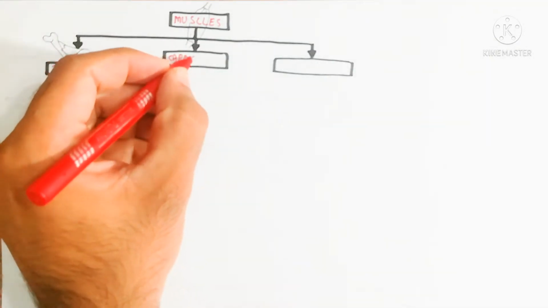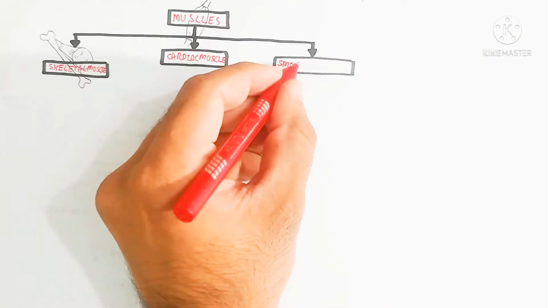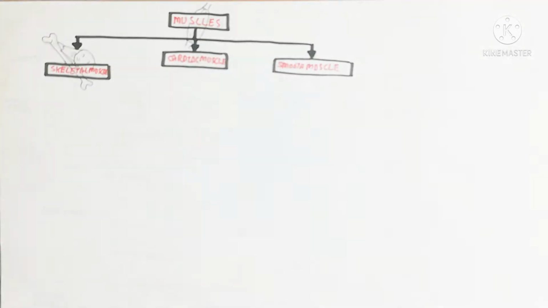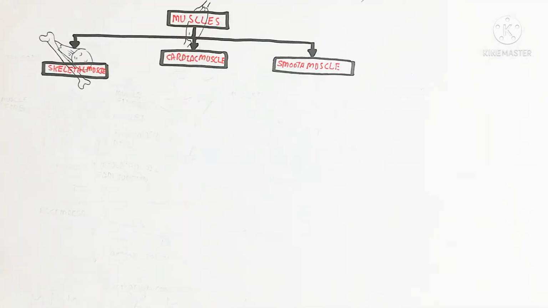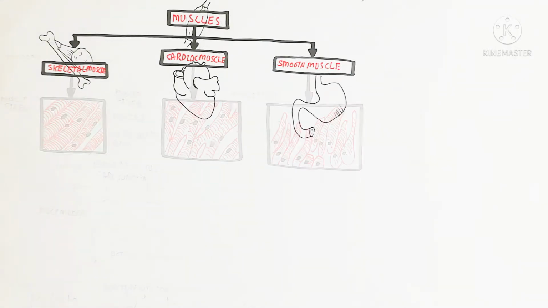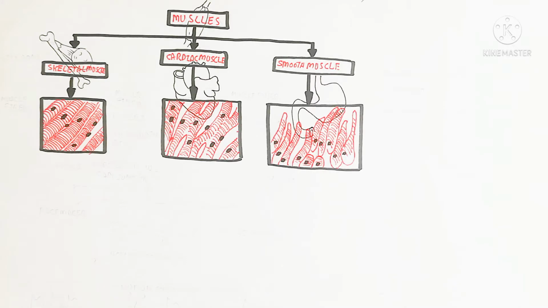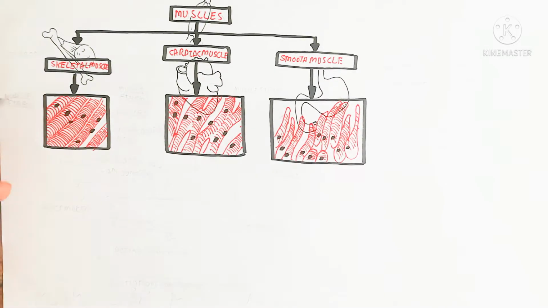the cardiac muscle is related to the heart. So this is the heart muscle, which is different compared to the others, and the smooth muscle is a spindle-like structure which is part of the digestive system and blood vessels.